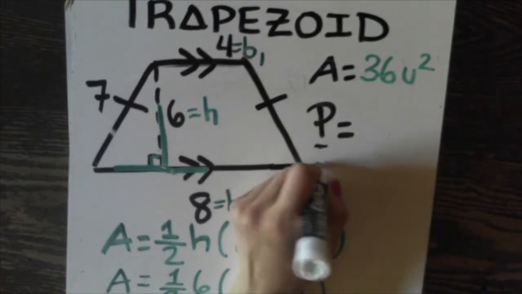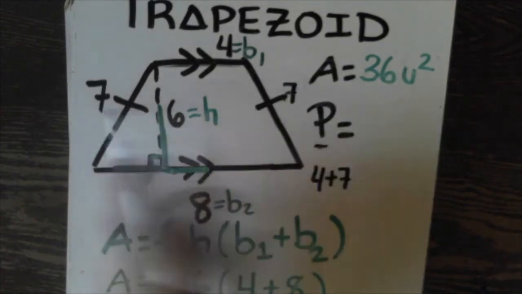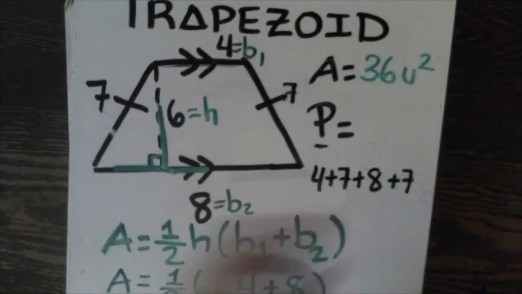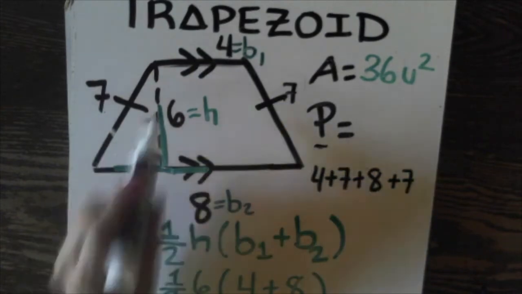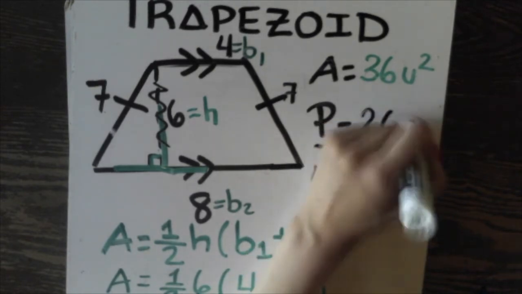To find my perimeter, I have to just add the sides, which are 4 plus 7 plus 8 plus 7, not including the number 6. 7 plus 7 is 14, plus 4 is 18, plus 8 is 26 units.